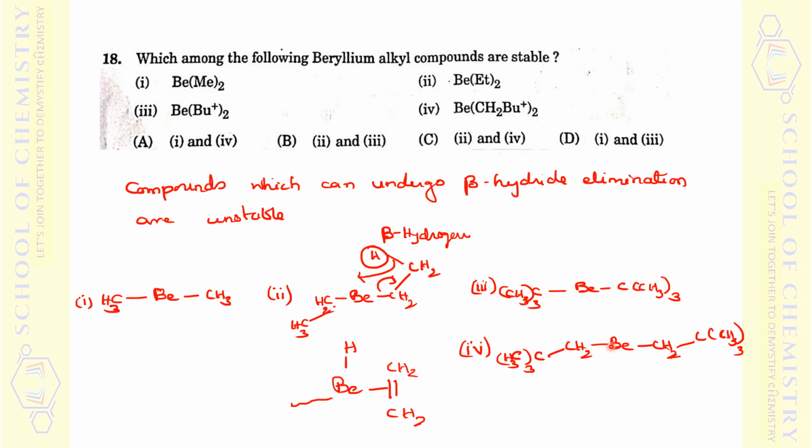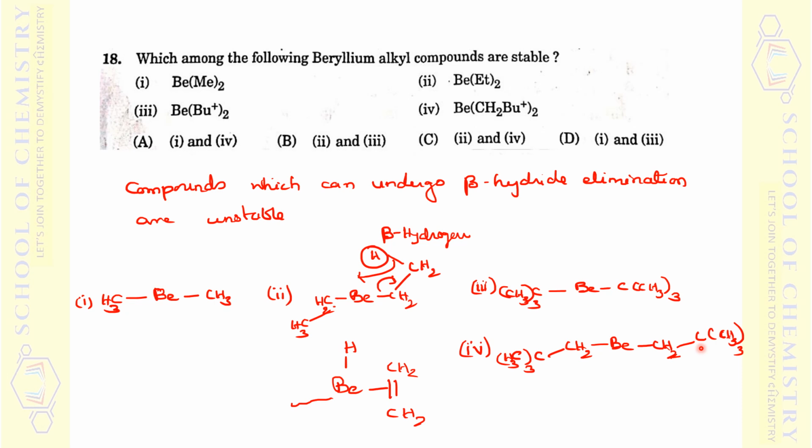Now if you consider the fourth species, this should have been butyl everywhere; they have printed Bu plus. In KSET such silly printing errors will be there, and we should understand that they definitely will not give grace marks. This question is not given any grace marks. We should understand that it is a butyl group. Now, for the butyl group, one more CH2 is present in addition. So now this is alpha, this is beta.